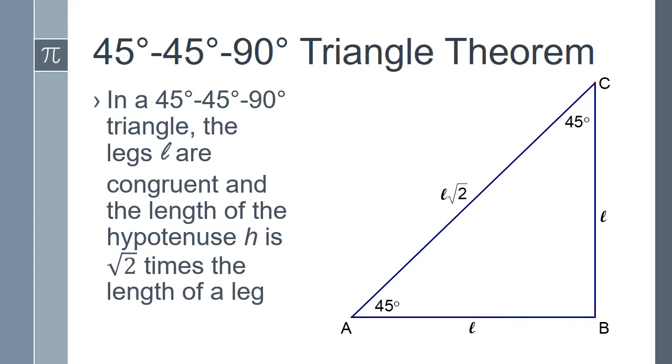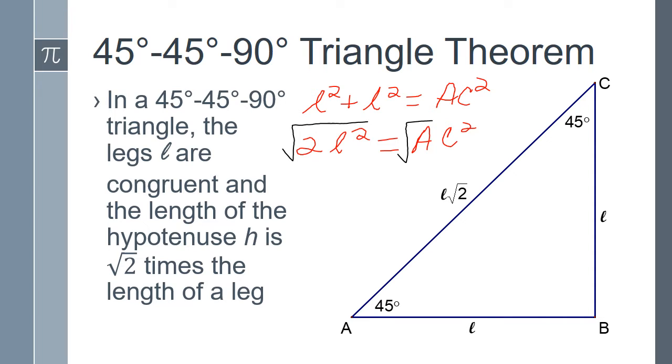kind of prove this, let's take a look at the good old friend, the Pythagorean theorem. So I know that L squared plus L squared, let's call this, would equal AC squared. All right. So that means 2L squared equals AC squared. Well, if I take the square root of each side of this, I end up with AC squared becoming just AC. The square root of AC squared is AC. The square root of L squared becomes L. And the square root of 2 is, well, the square root of 2.